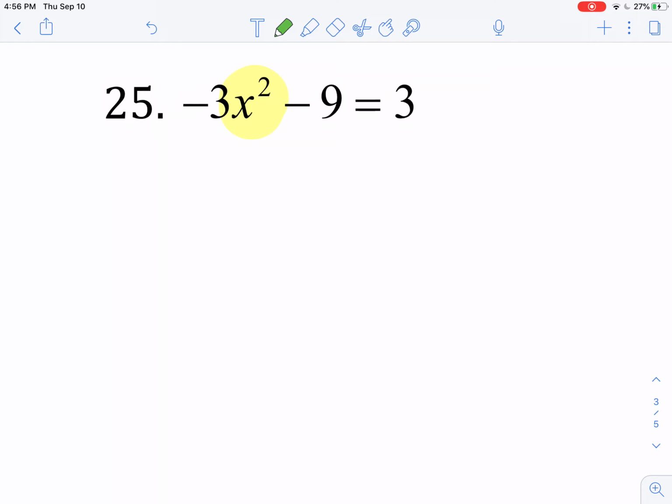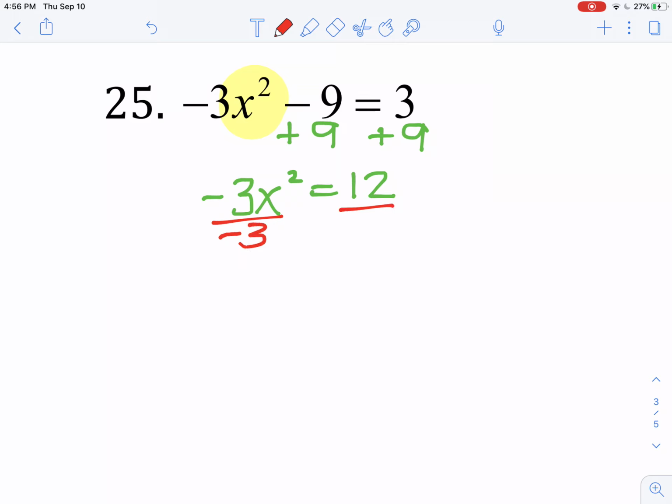So the first thing I'm going to do is any addition or subtraction. So I notice that it's minus 9. So I'm going to cancel that first by adding 9 to both sides. And I get negative 3x squared equals 9 plus 3 is 12. Now I'm going to try to get rid of the negative 3. And it's negative 3 times x squared, so I will divide by negative 3 on both sides. And I get x squared equals 12 divided by negative 3 is negative 4.